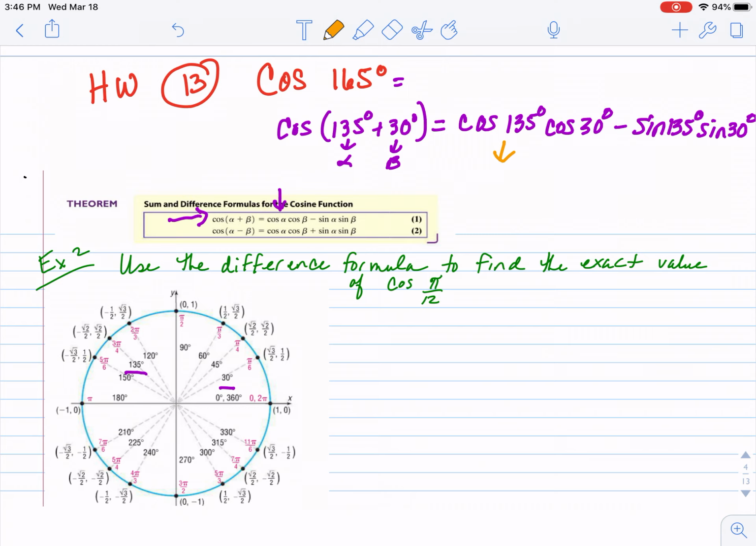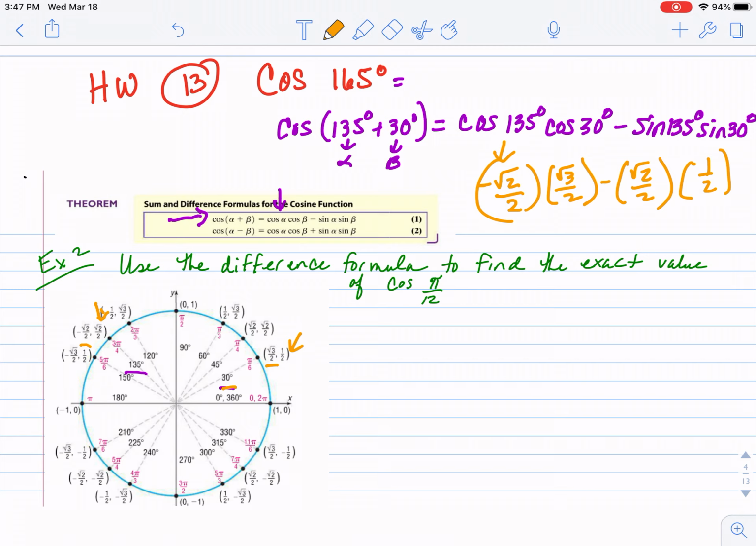So the cosine of 135, well, here's 135, it's negative rad 2 over 2 times the cosine of 30. Well, here's 30 degrees right here, and the x-coordinate is rad 3 over 2, minus the sine of 135. So the sine is rad 2 over 2 right there, and then times the sine of 30 degrees. The sine of 30 degrees is 1/2.